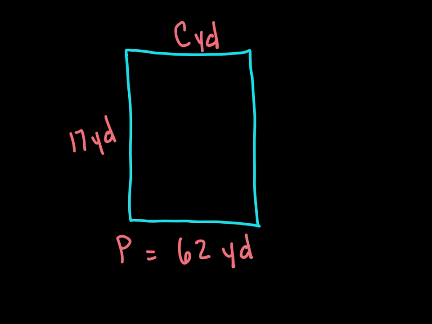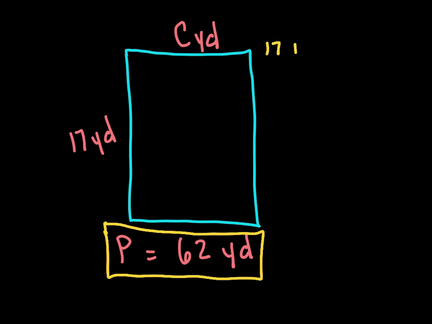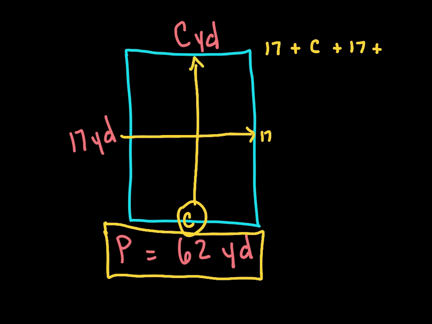All right, our next example. We have a missing side, that's going to be C yards, and the other side is going to be 17 yards, and they have given us the perimeter, which is 62 yards. So we've got to find that missing side. Let's get started here. So we have 17 plus C yards, we don't know, plus another 17 because this side is 17 also, plus this C that we don't know because it matches that side, and it all equals 62.